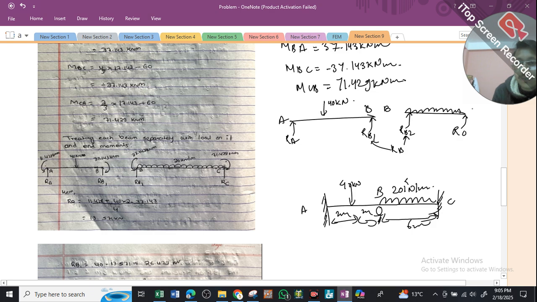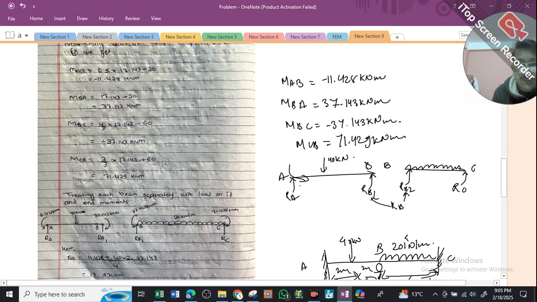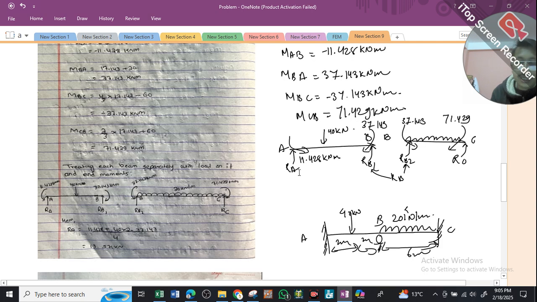So now I'm going to write down my moments. MAB is minus 11.428. Negative means anti-clockwise moment, so I'm going to write it this way, 11.428 kilonewton meter. MBA is 37.143, which is going to be clockwise. MBC is again negative 37.143, anti-clockwise moment, and MCB is clockwise, which means 71.429. Next we're going to calculate RA, RB1, RB2 and RC.